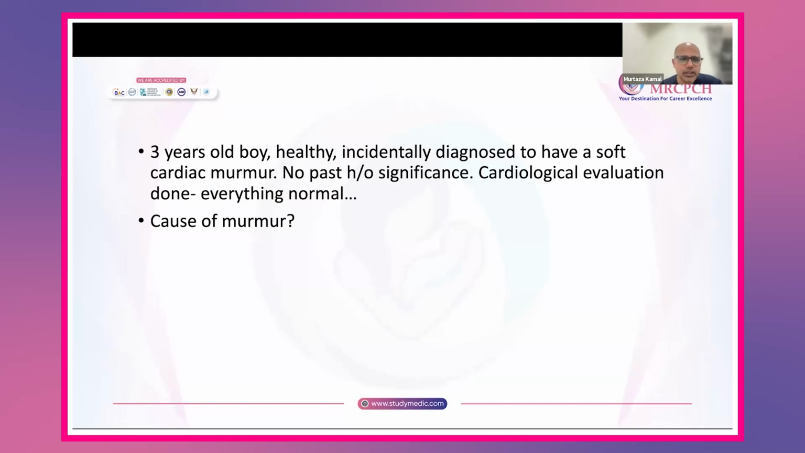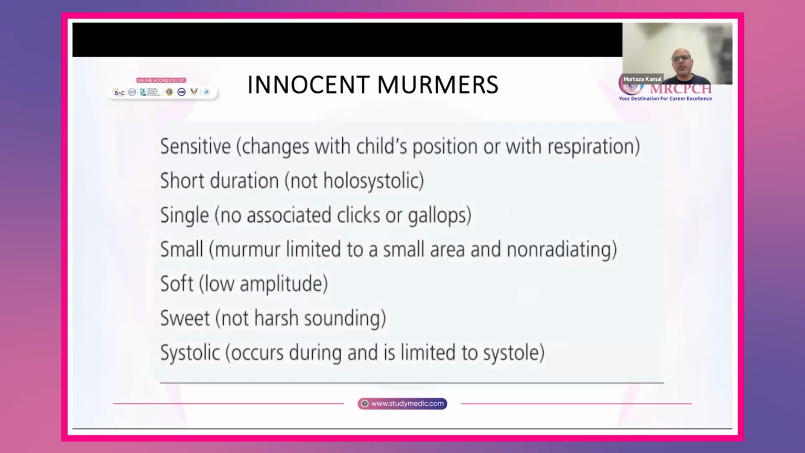So this is a question: there's a 3-year-old child who is healthy and incidentally diagnosed to have a soft cardiac murmur and there is no past history of significance. Cardiological examination was done by a cardiologist. Everything is normal. What is the cause of the murmur? So this is a case of innocent murmurs.